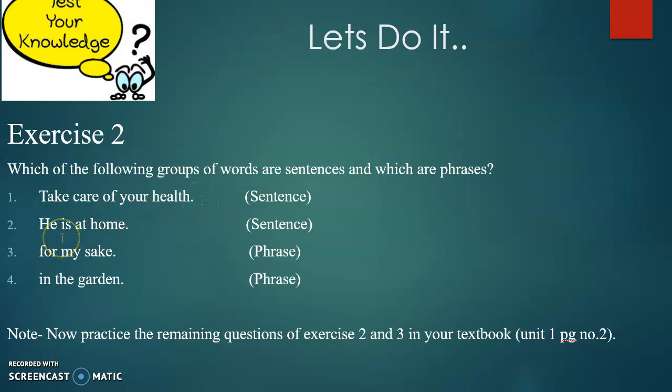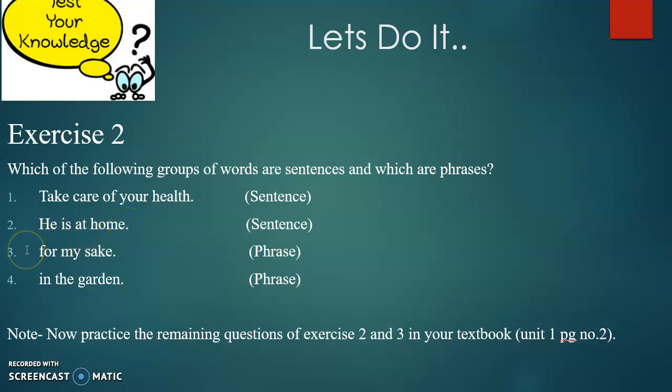Now second, again we will check by these rules. He is at home. Again we will check with the rules. First we see here is a capital letter and here is the full stop. It means it started with a capital and ended with a full stop. And it also has a verb. It means it is completing the rules of a sentence. So it is a sentence.